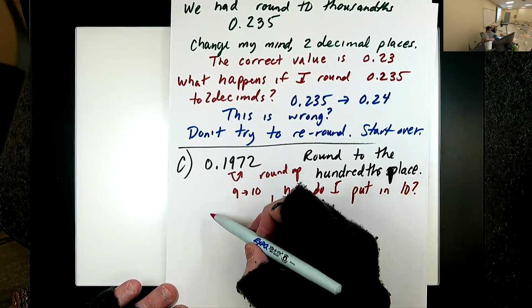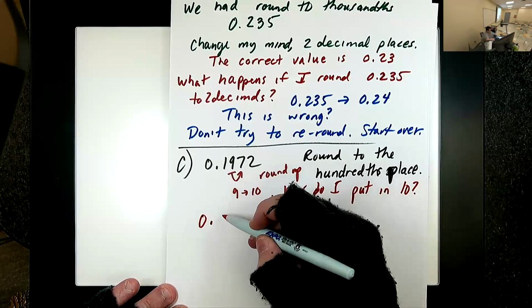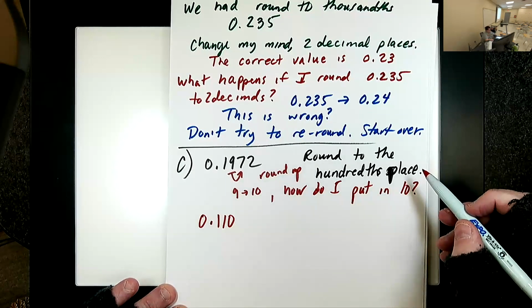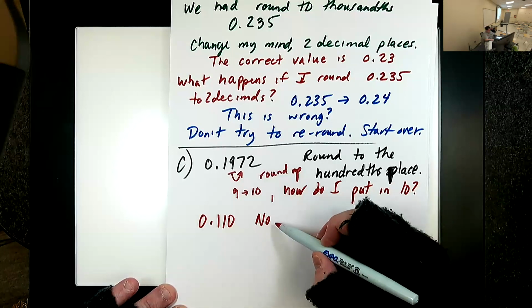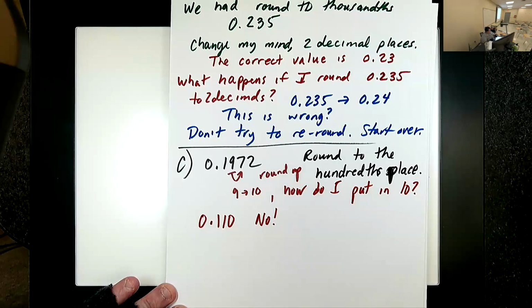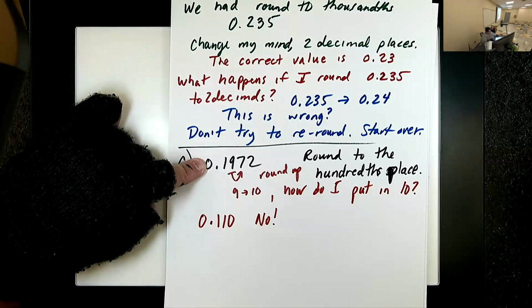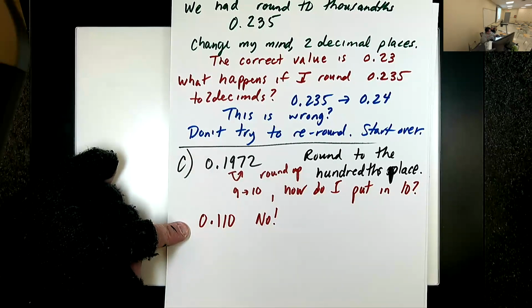It's got 2 digits. I can't just put it in a single digit's value. If I just tried to replace the 9 with the 10, it would look like that. And that's hands down a no. If we were looking at money, you would say this rounds up to 20 cents. This says 11 cents. They're nowhere near the same value.